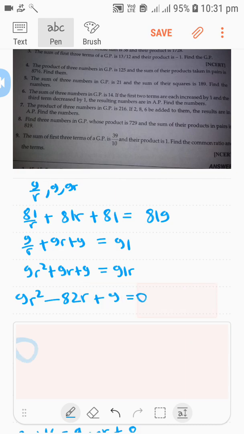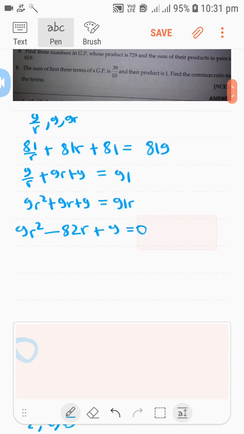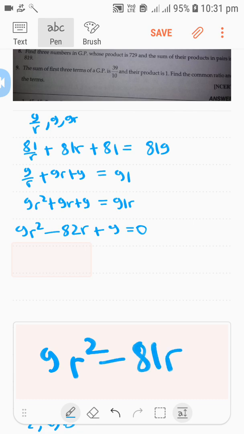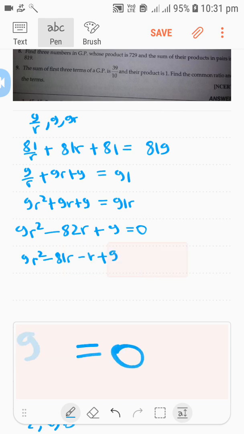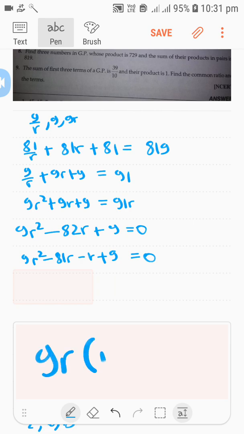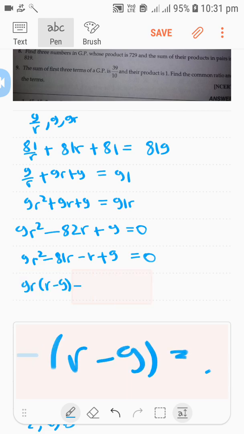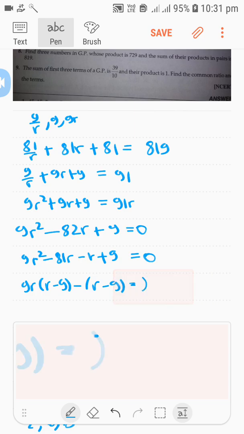That's easy. 82 is just 81 plus 1, so that's going to be another easy one. You get 9r squared minus 81r minus r plus 9 is equal to 0. So from that we can say 9r into r minus 9 minus of r minus 9 is equal to 0. So r is equal to 1 by 9 or 9. It makes no difference because you still get the same three numbers.